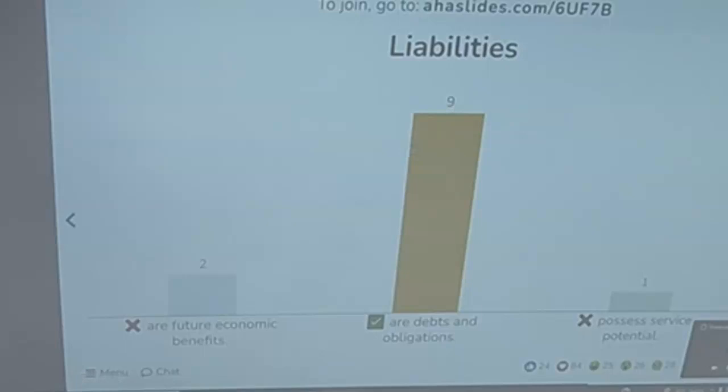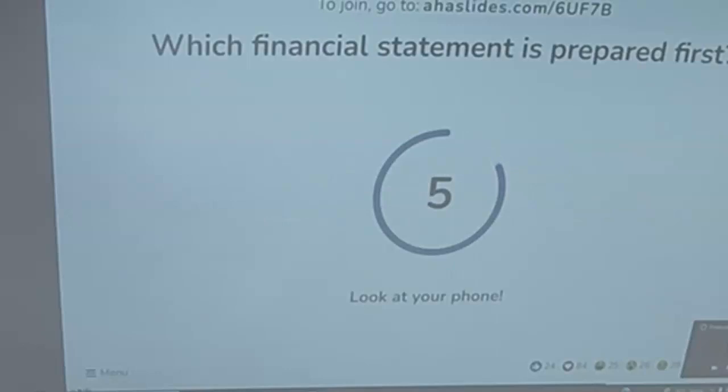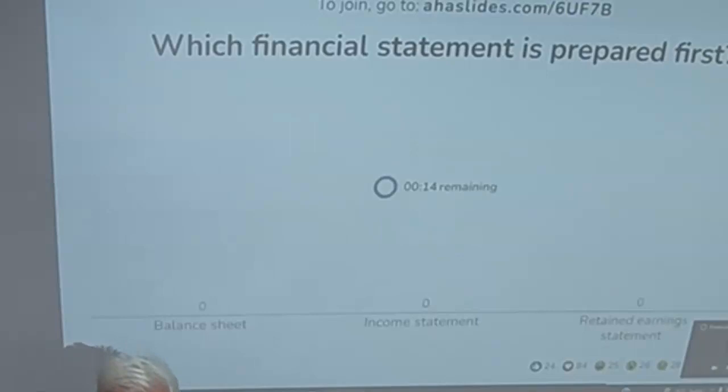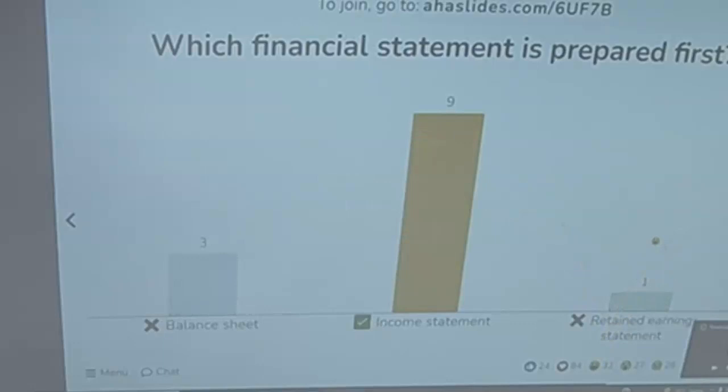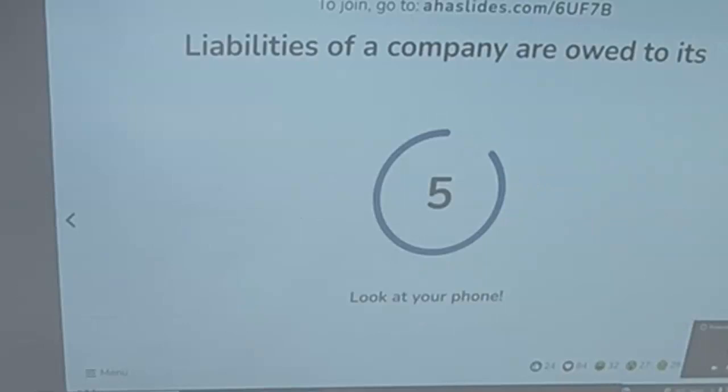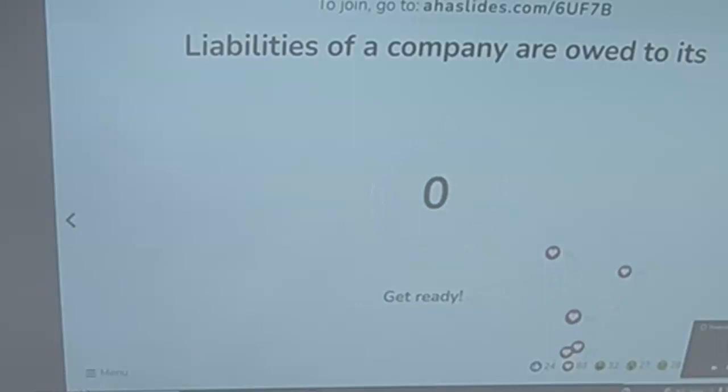Question 7. I might have repeated that already. I don't know. Which financial statement is presented first? Balance sheet, income statement, or retained earnings? All right, I don't know who said balance sheet, but they should be sitting in another class. Or they have been. I don't know. Their mind's somewhere else. Liabilities of a company are owed to its debtors, owners, or creditors.